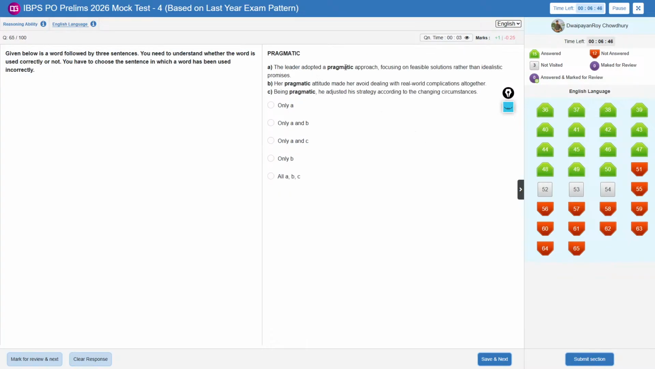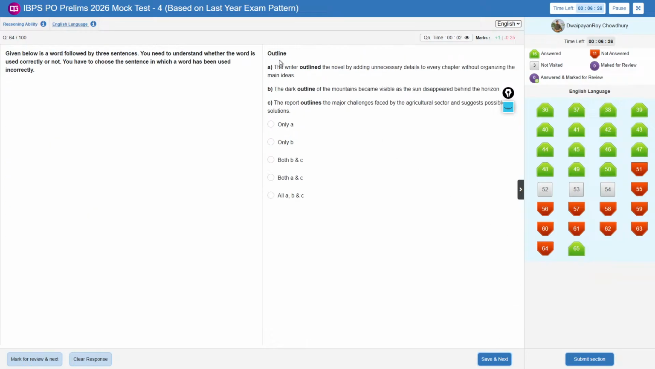Pragmatic. The leader adopted a pragmatic approach. Her pragmatic attitude, being pragmatic, he adjusted his strategy according to the attitude, made her avoid dealing with. A and C only. True, right? Used incorrectly. So only B. Outline used incorrectly. The writer outlined the novel by adding unnecessary details. The dark outline of the mountain became visible. The report outlines a measure. So only A.